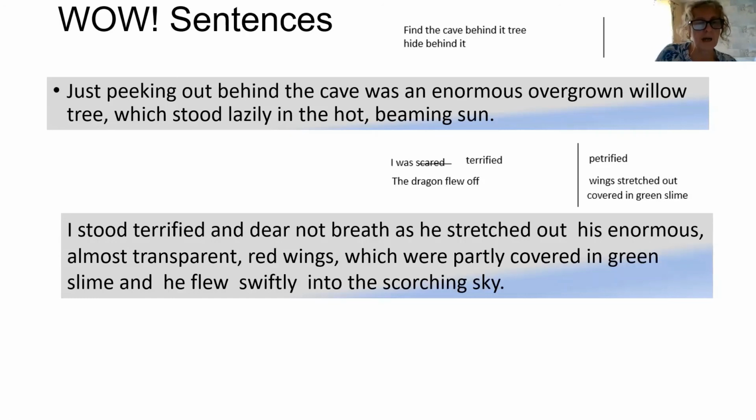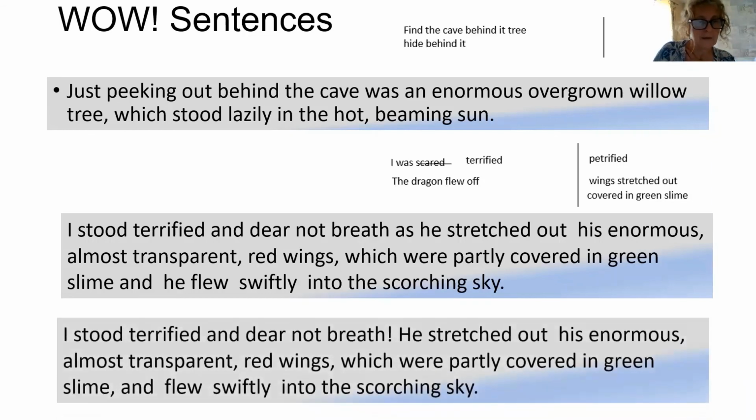So I think I'm going to go for I stood terrified and dare not breathe, and take out that as, which is my conjunction. Conjunctions are really good sometimes, but they're better without them in a sentence like this, which I think I can make even better. So I've written it again. I've put I stood terrified and dare not breathe, with my exclamation mark. He stretched out his enormous, almost transparent red wings, which were partly covered in green slime, and flew swiftly into the scorching sky. So there I've actually got my relative clause, I've got adverbial phrases, you name it, it's in there, all in these sentences I have been rehearsing. So I actually like this second one, I stood terrified and dare not breathe, as my short sentence that really is powerful.